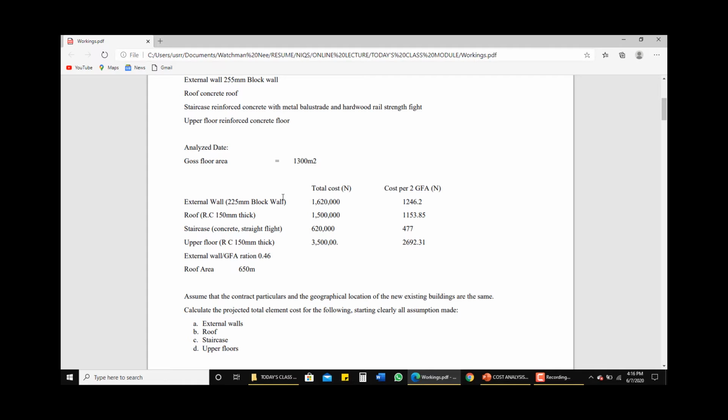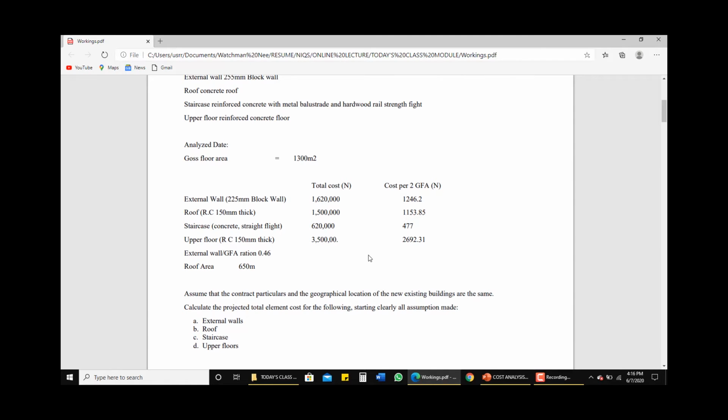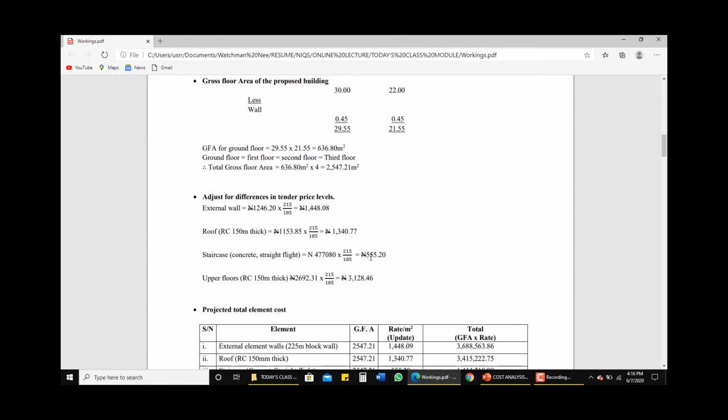You could see here that for each element we have cost per square meter. Here, this is the total cost. We have cost per square meter. This is the gross floor area, which is 1,300. So if you divide the total cost by 1,300, we have cost per square meter of gross floor area for each element.